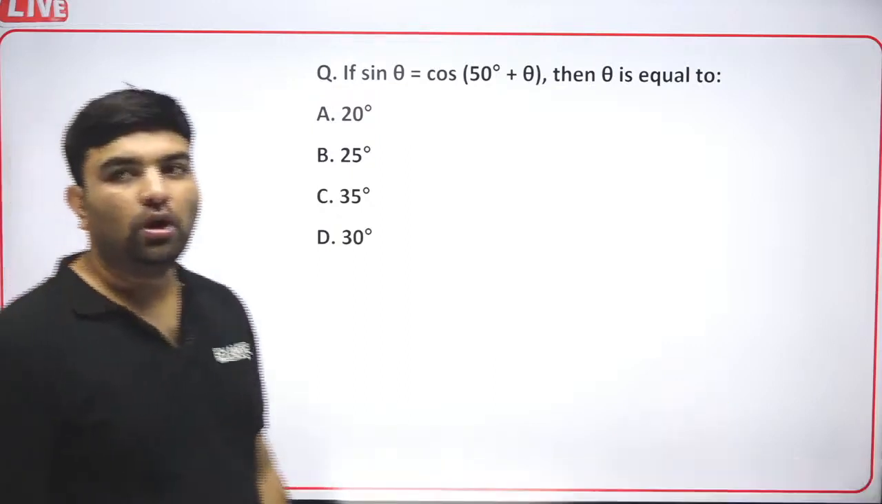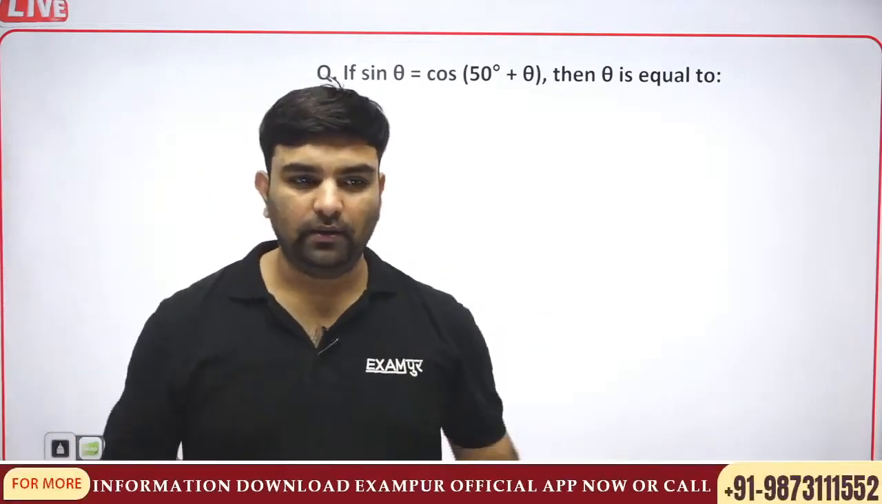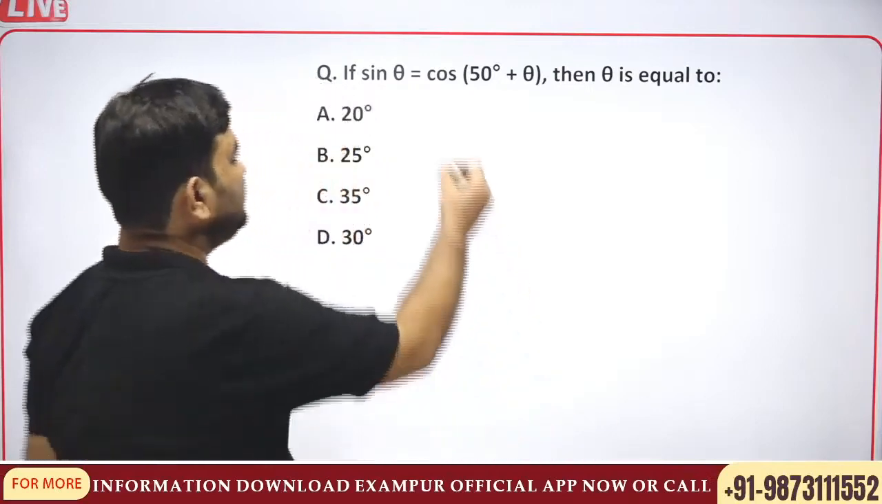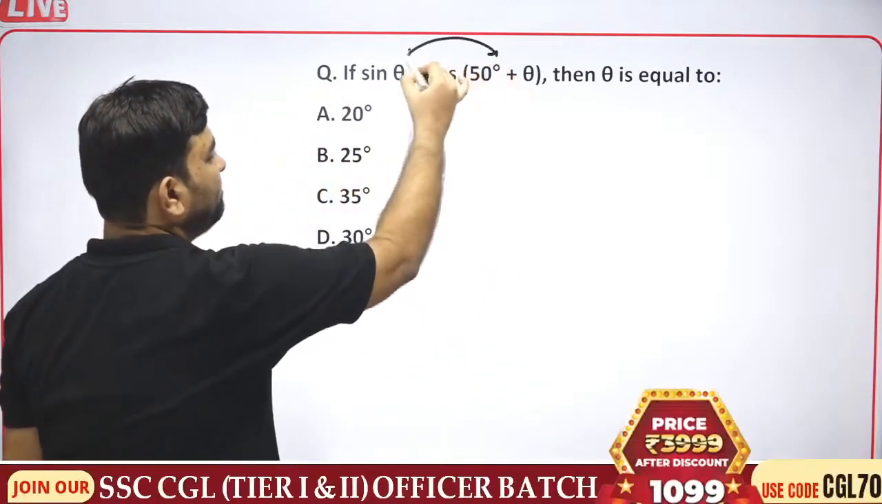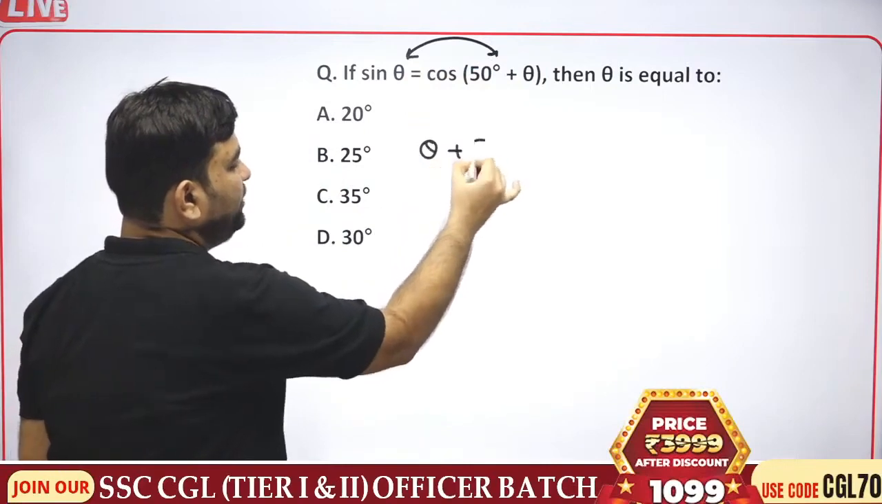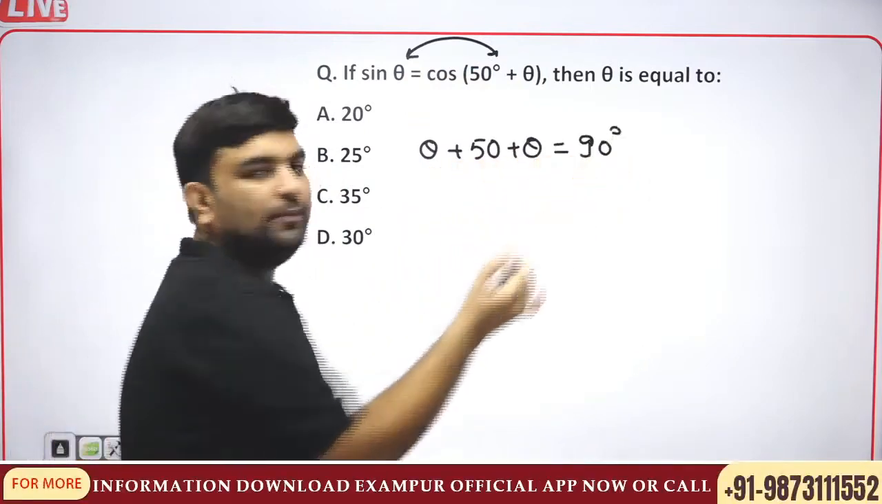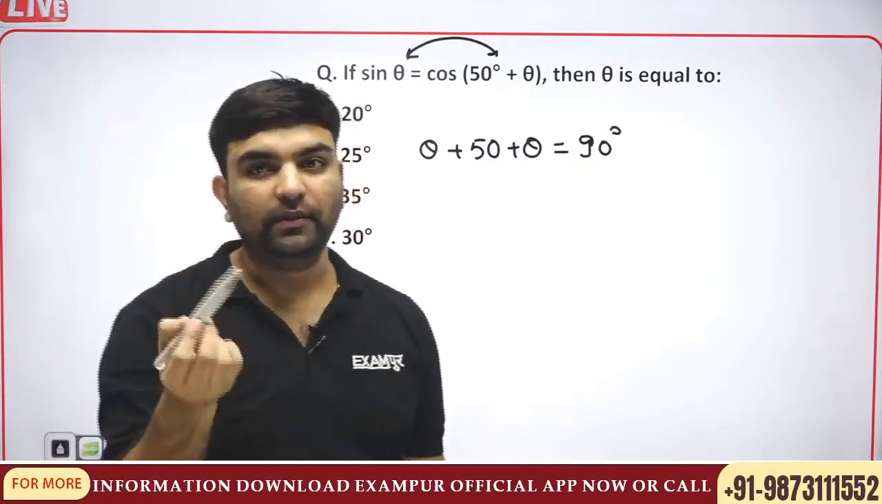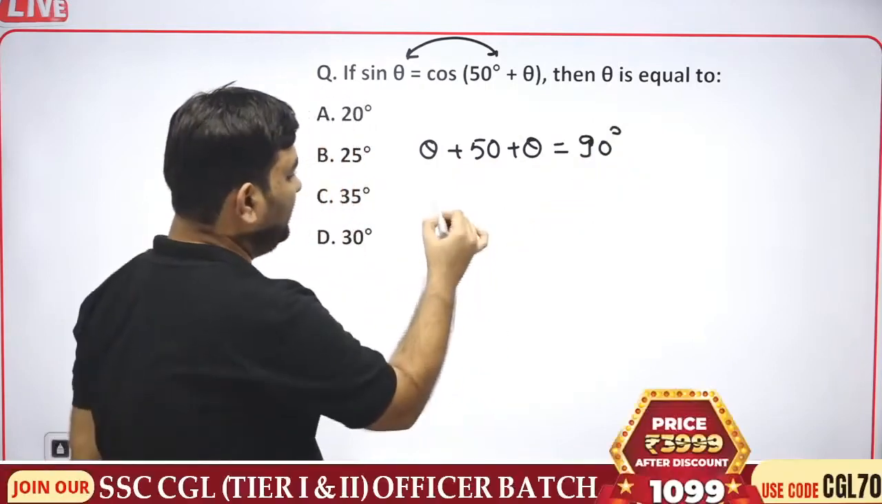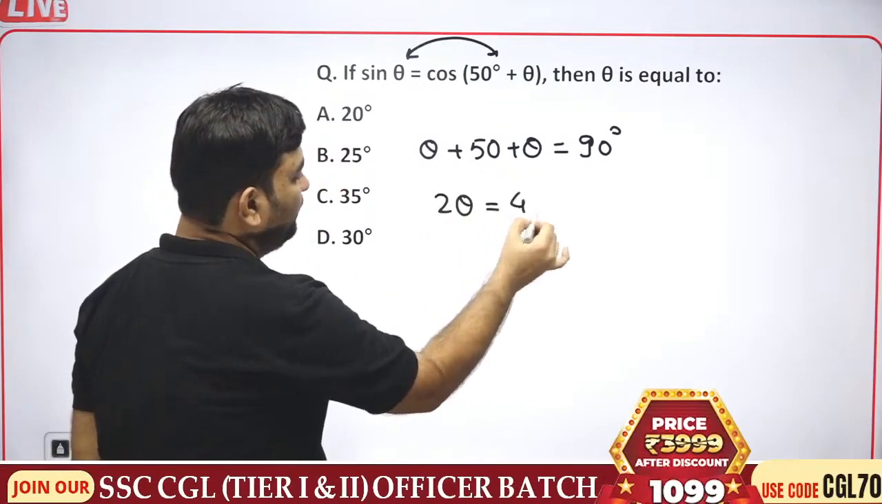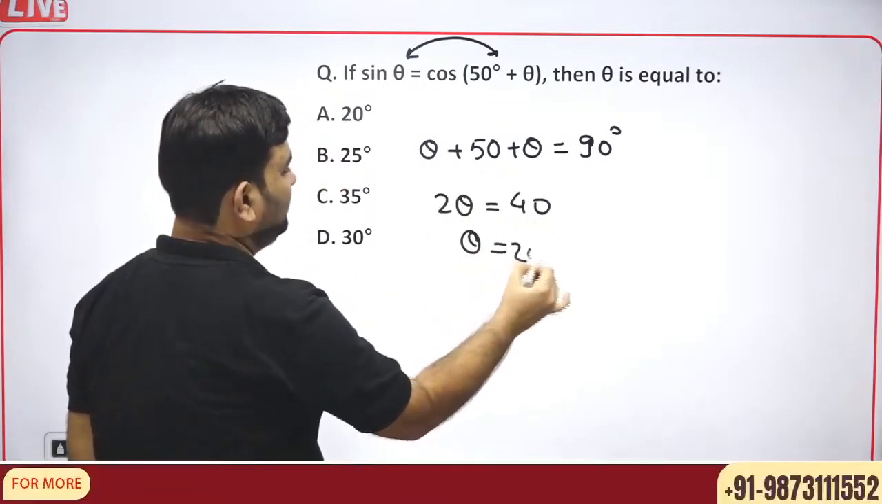Sine is equal to cos when angles are complementary. Complementary means their sum should be equal to 90 degrees. So 2 theta is equal to 40, theta is 20 degrees.